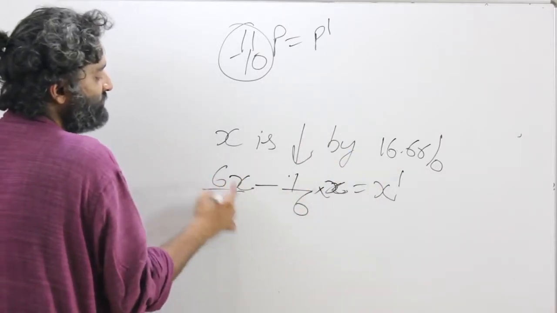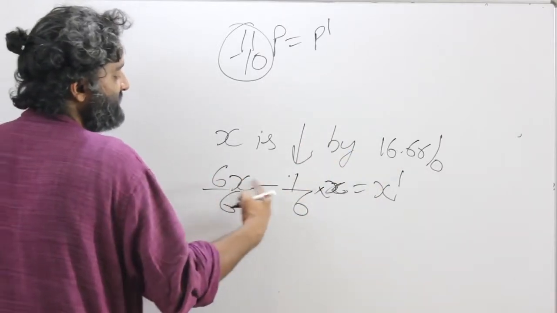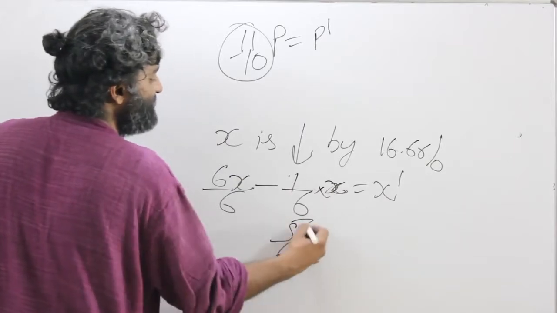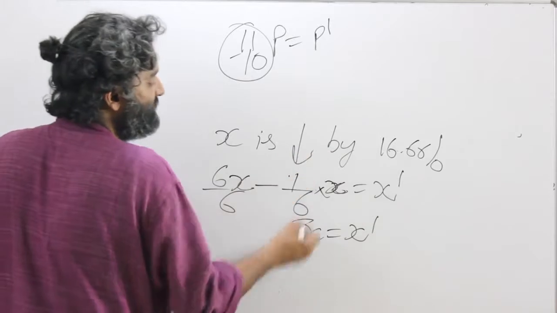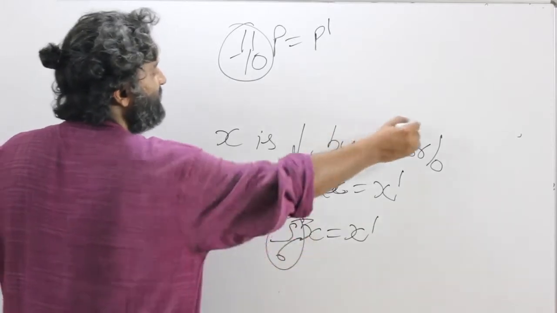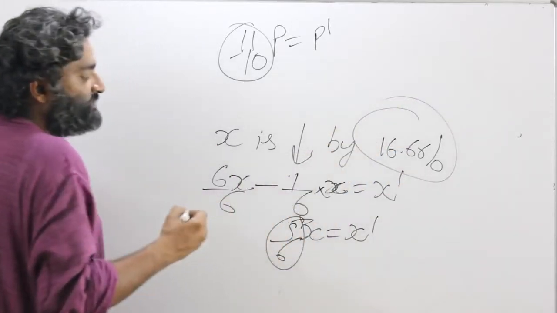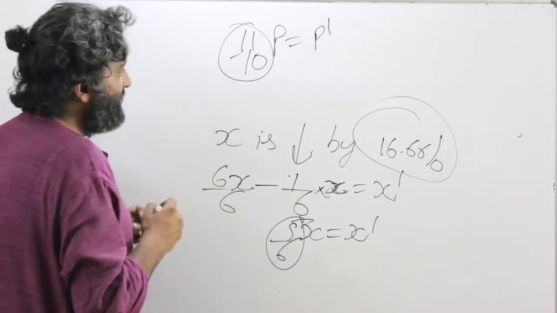Again, quickly, if you want to think, make it 6 by 6 X minus 1 by 6 X, this becomes 5 by 6 X is equal to X dash. Okay, so multiplying it by 5 by 6 is the same as reducing it by 16.66%. Yeah, I hope that idea is clear.